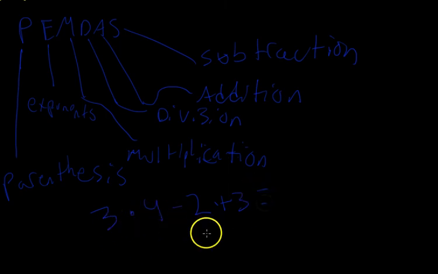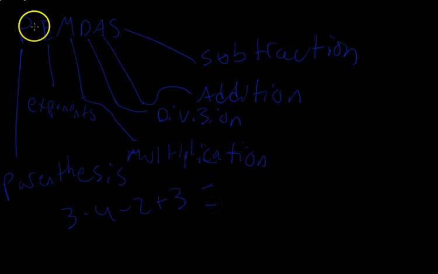So let's start with negative 2 plus 3. That's 1. And then we have 3 times 4, so we have 12 plus 1, 13. But that's not right, because we know PEMDAS, and what PEMDAS says is that it gives us an order to do our work in. So let's go back to this same equation, 3 times 4 minus 2 plus 3.